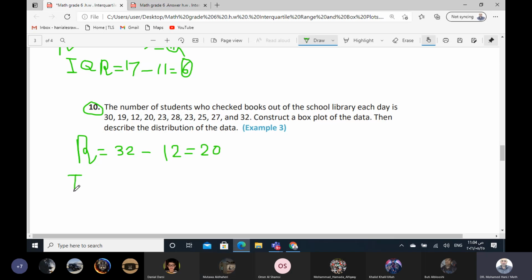Okay, how do we find the interquartile range? What is the rule? The interquartile range is Q3 minus Q1. Right. Tell me, what is the right order of this data from least to greatest?